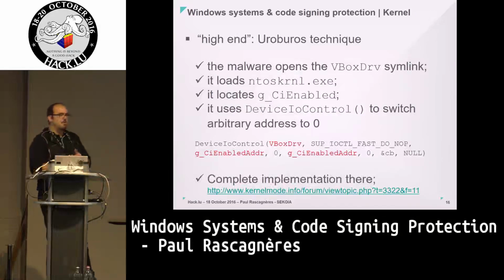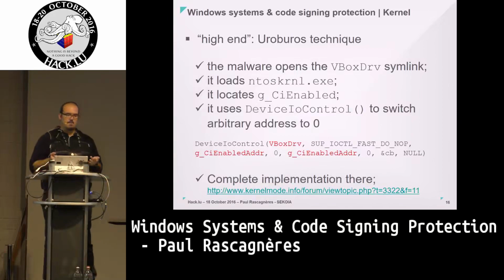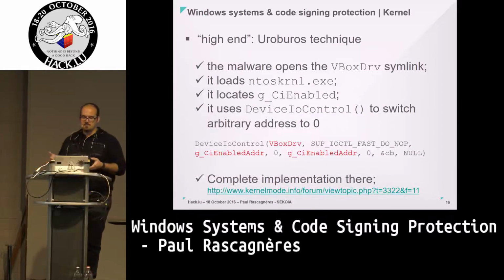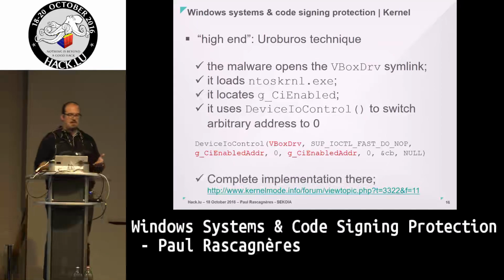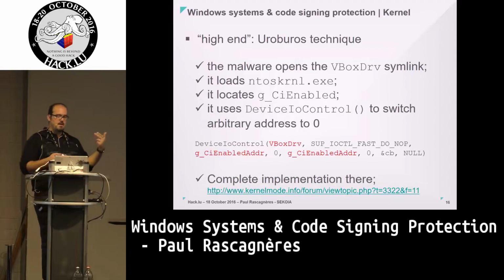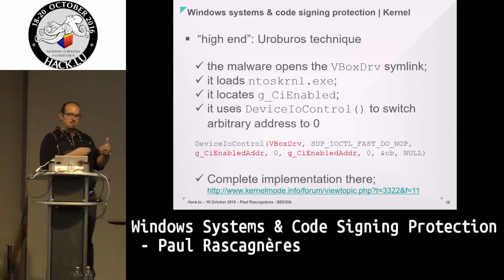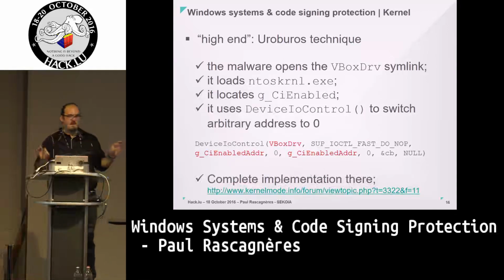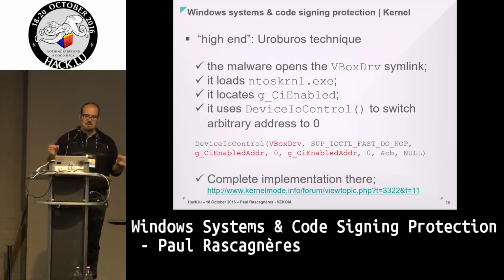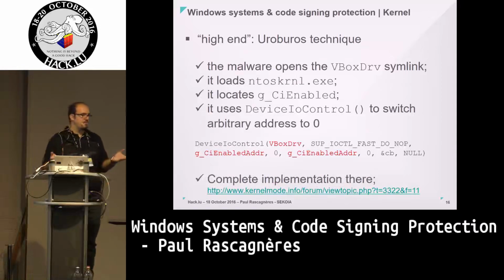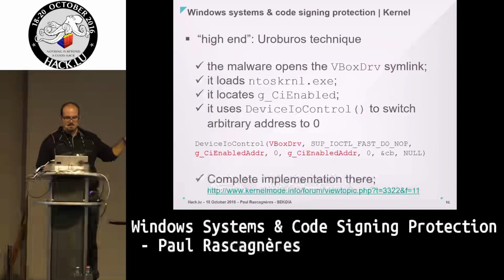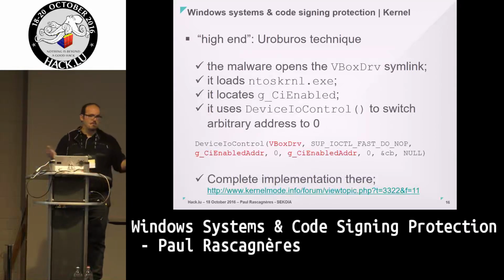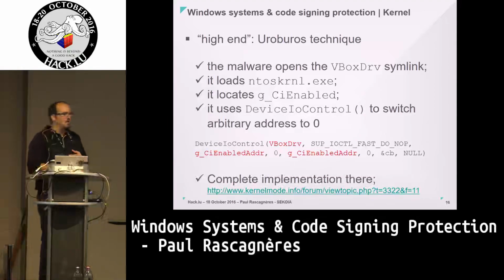So, more in detail, how it works. The VirtualBox driver creates a symbolic link called vbox.drv, and the bad guy will use this symbolic link to overwrite the global flag address. And you simply have the device I/O control, and that's all. You have all the code on this line. You use the symlink, you have the global flag address, and it's going to switch to 0. You have a complete implementation on kernel bound. You can simply copy paste it, and it works. You can disable Windows signature on 64-bit version.